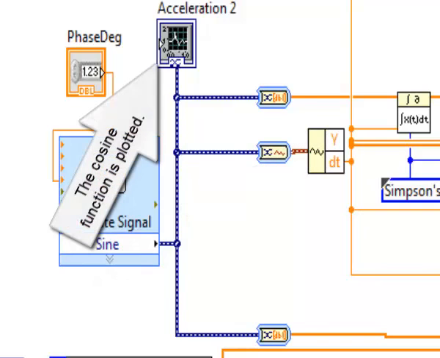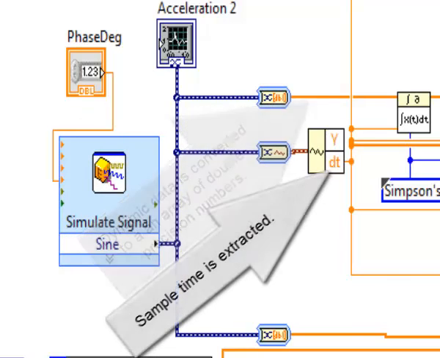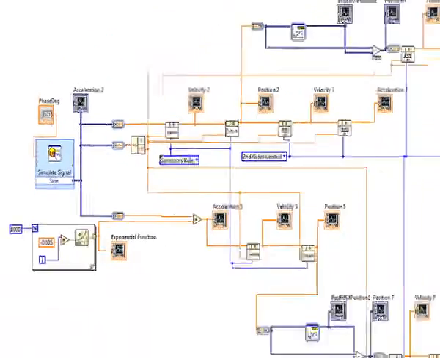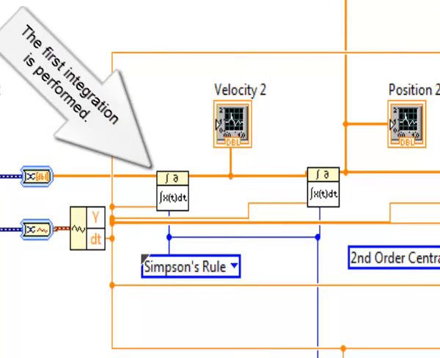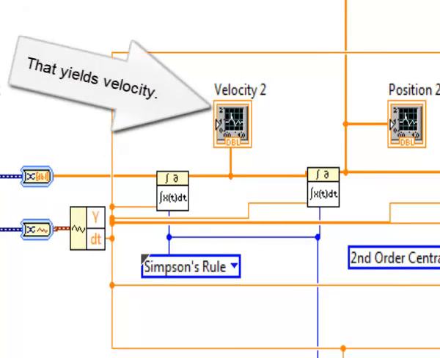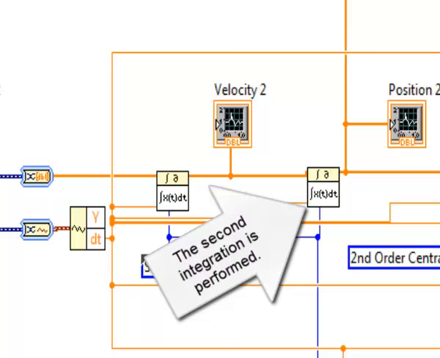Dynamic data is converted into an array of double precision numbers. Sample time is extracted. The first integration is performed. That yields velocity. The second integration is performed. That yields position.